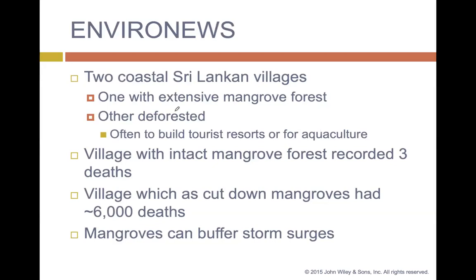Two coastal Sri Lankan villages, one with extensive mangroves and the other completely deforested, often to build tourist resorts or for aquaculture. The village with the intact mangrove forest recorded only 3 deaths in this tsunami, and the village which had cut down all its mangroves had about 6,000 deaths because without the mangroves, it wasn't able to hold the soil in place. And due to that tsunami, the soil eroded away, causing much more flooding and dangerous conditions. The mangroves can help buffer those storm surges.